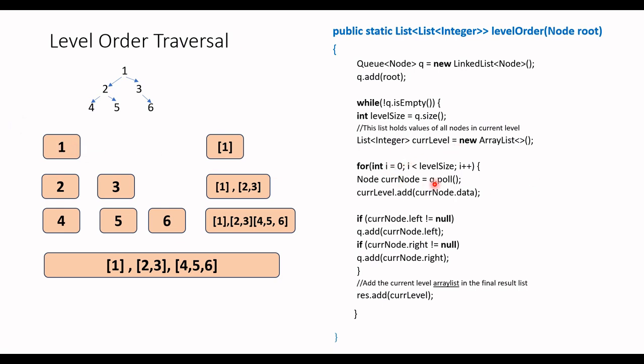Then we'll iterate on that particular node, and we will record the left and right node of the node under consideration for that level. Once that is done and all of the current nodes are visited for the current level, it will be added into the result array list. So hopefully you have understood how level order traversal is done. Thank you.